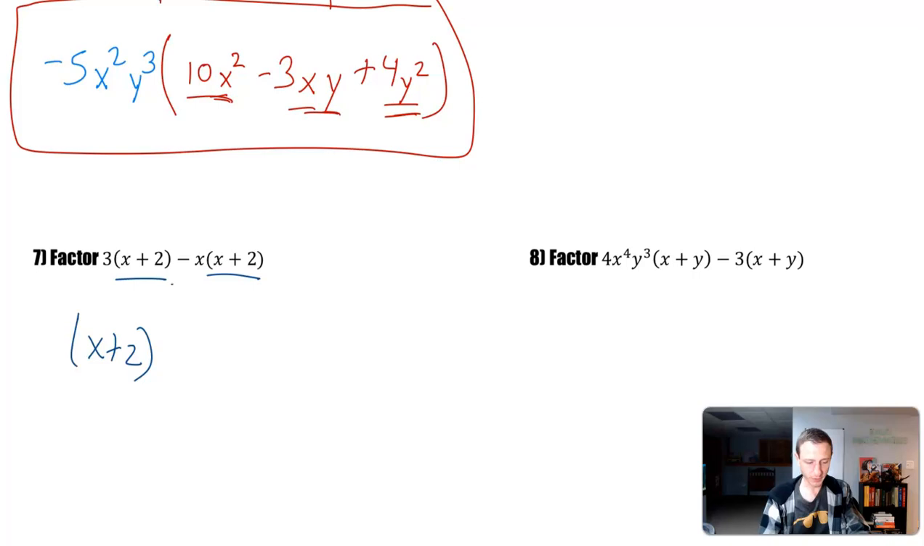When I do that, look what's happening. I'm dividing by x plus 2 here. I'm dividing by x plus 2 here. X plus 2's cancel. X plus 2's cancel. So what am I left with? I'm left with 3 minus x.